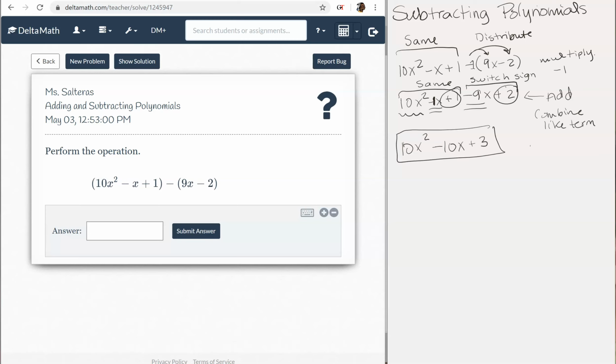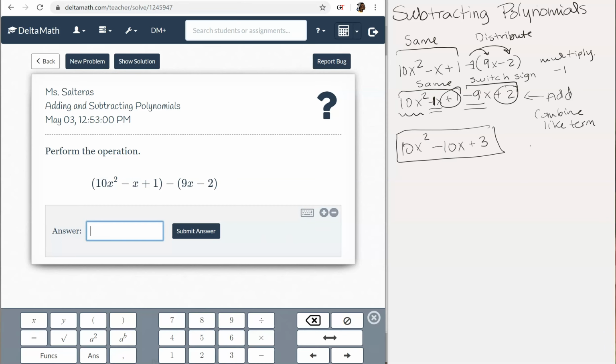All right, so again, you can use the keyboard that Deltamath gives you for your exponents. If you do not want to use the keyboard, you are more than welcome to use Shift and then the number 6. All right, so you're holding on to the Shift button while you press number 6. So this gives you that caret symbol. That means that that's going to be your exponent, all right?